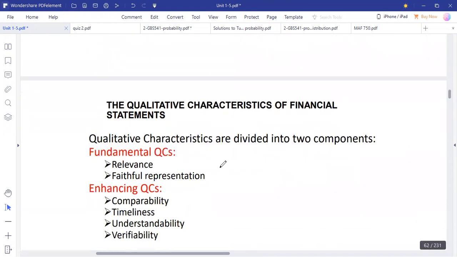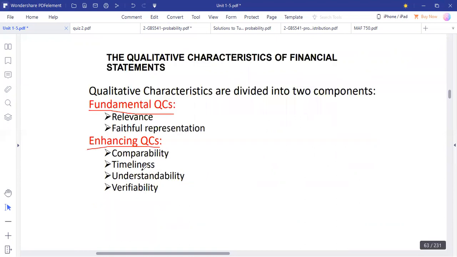So qualitative characteristics of financial elements, as we explained, are divided into two main groups. They're what we call fundamental qualitative characteristics and enhancing qualitative characteristics. So the fundamental ones are to do with relevance and faithful representation. I explained them in depth. The other ones are to do with what? Comparability, timeliness, understandability, and verifiability. So you need to distinguish which ones of these ones are actually characteristics and which ones are principles.